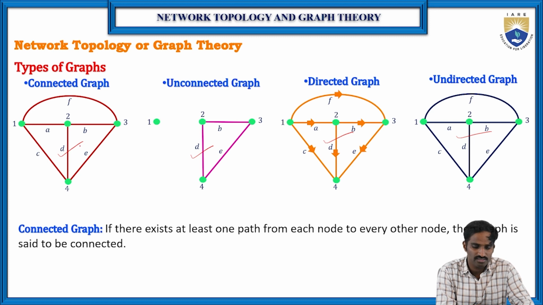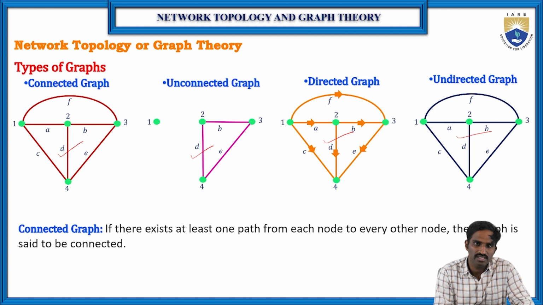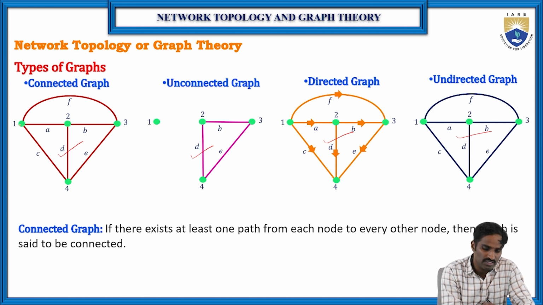So why is this graph called a connected graph? A connected graph is nothing but a graph where there exists at least one path from each node to every other node in the graph. Which means, here, how many nodes are there? 4 nodes. So first let us start with node 1, to check whether there is at least one path from this particular node to all other nodes. What are the other nodes? Node 2, node 3 and node 4.